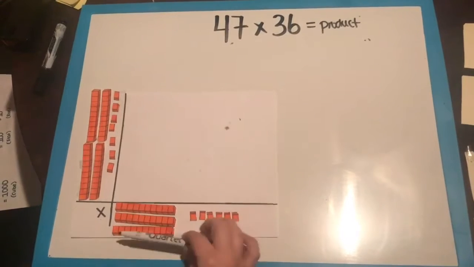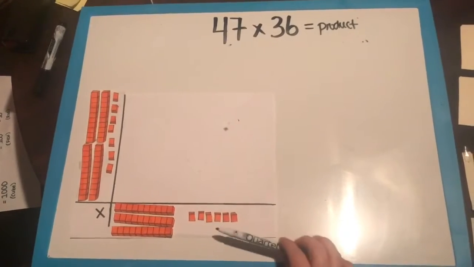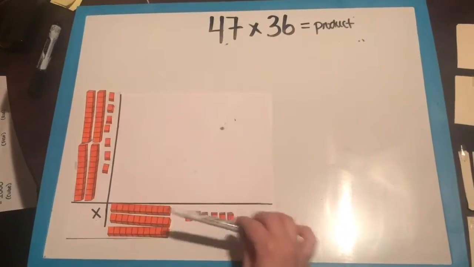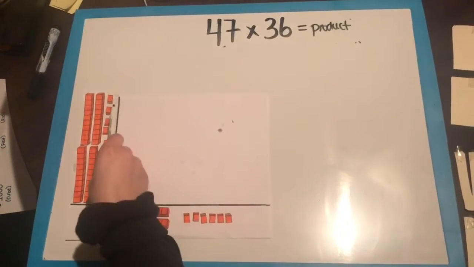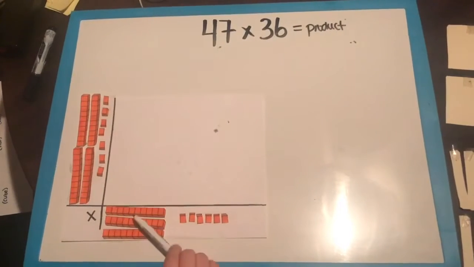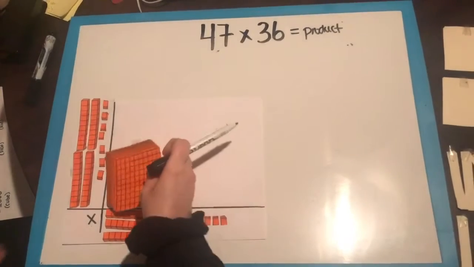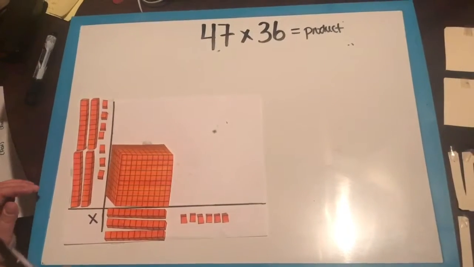So using our same grid style, we're just bringing in the base 10 blocks. So we still have our 47 by 36, 4 rods and 7 units by 3 rods and 6 units. So what we want to do is multiply everything on this side of the grid by everything on this side of the grid. So 40 times 30 is 1,200, which is 1,000 and 200.